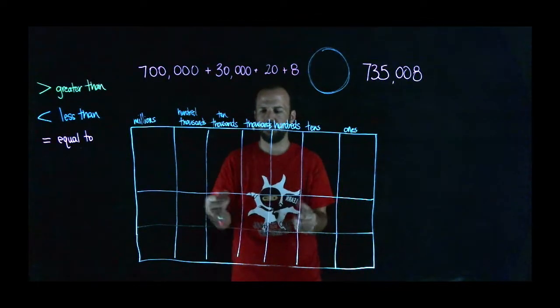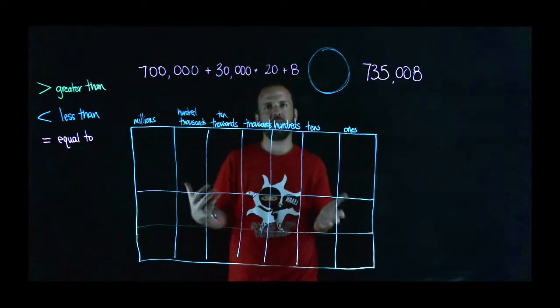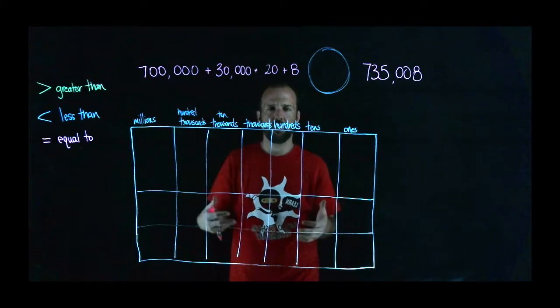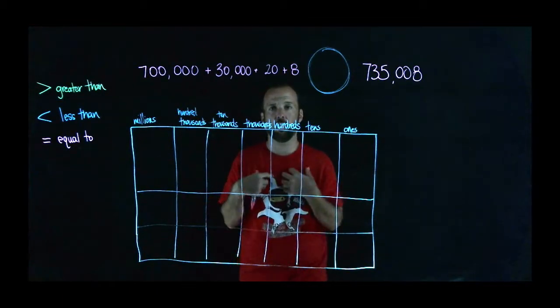Can I use my place value discs? Can I just use the numbers? How is that going to work? Take a second, think about what strategy you would use to try to compare these numbers, and then we'll get back together and I'll show you one way that I could do it.